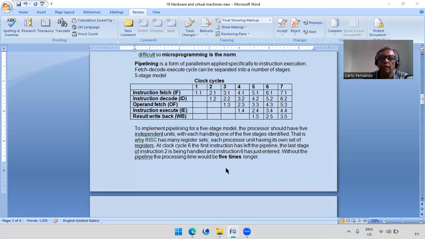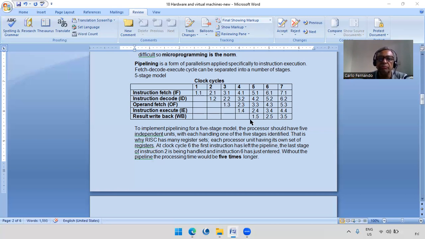But in this method, what happens is different. You have 5 independent units, like control units. This unit is handling only 1.1, 2.1, that stage. The second one will handle only its own stage. That's why RISC has many register sets, each processor unit having its own set of registers.